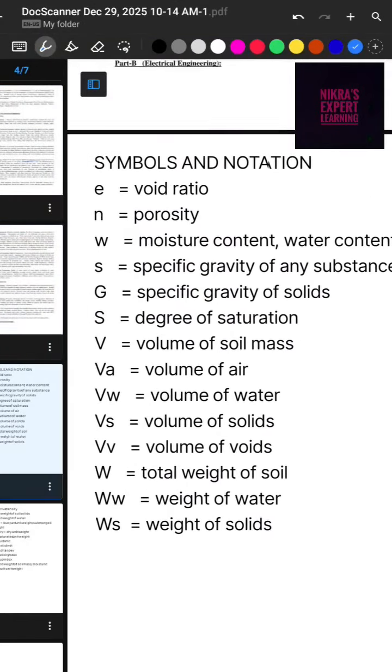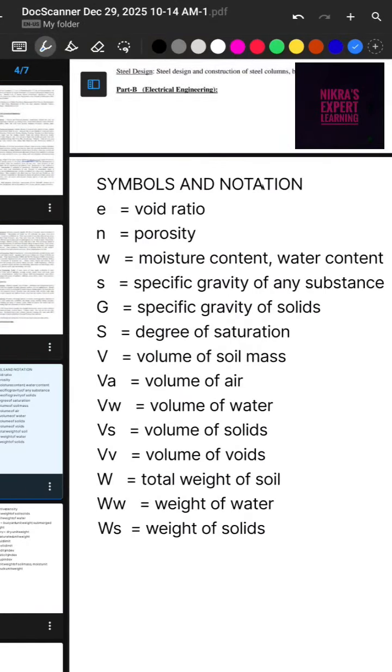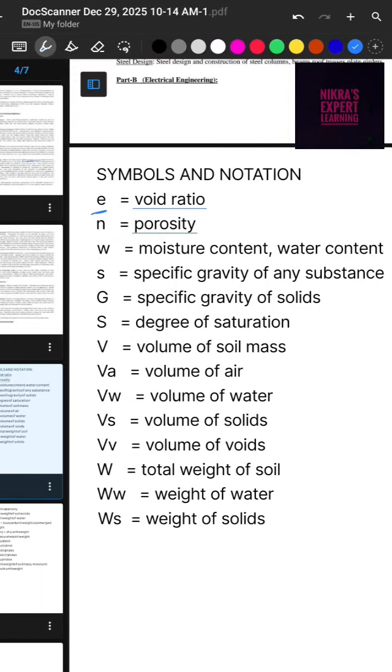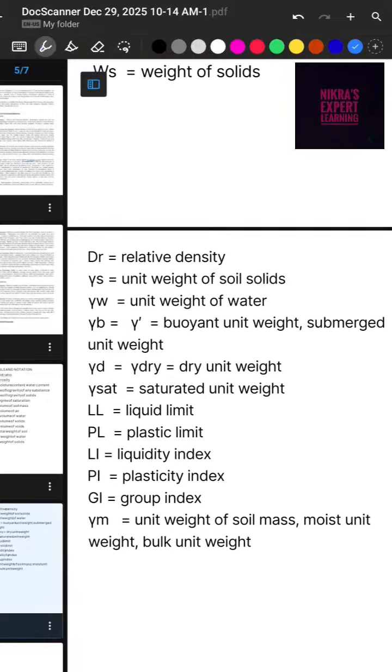First of all, let us see what are the terms, the symbols we are having in this. First we are having e. e is void ratio. n is porosity and w is the moisture content. G is specific gravity. I'll explain everything, what is void ratio, what is porosity, what is moisture content in this video. First we are studying one by one.